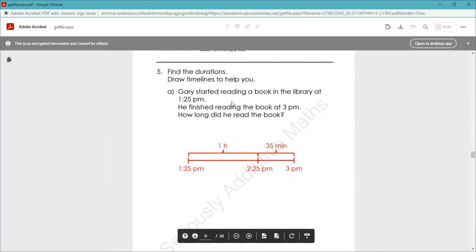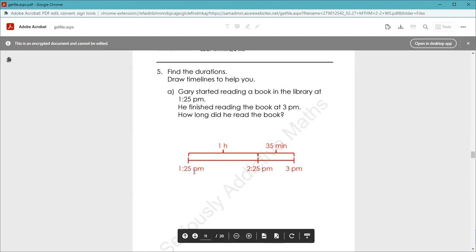In this case, if you look at it, Gary started reading a book in the library at 1:25 p.m. He finished reading the book at 3 p.m. How long does it take? So we get them to draw a straight line, and then we mark the starting time 1:25 and the ending time 3 p.m.